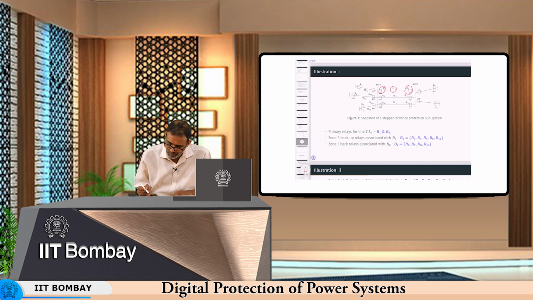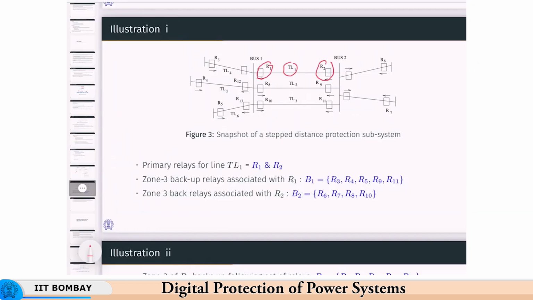Now, what are the backup relays associated with R1? If this relay fails, which are the relays that are backing up this relay? These are relays R3, R4, R5, R9 and R10. Maybe I should have drawn them with a different color, but anyway you get the concept.